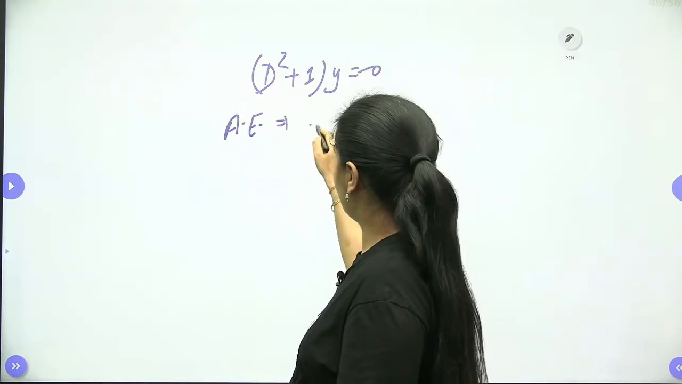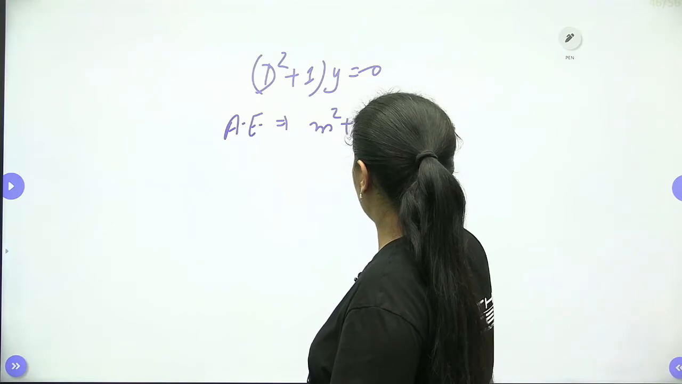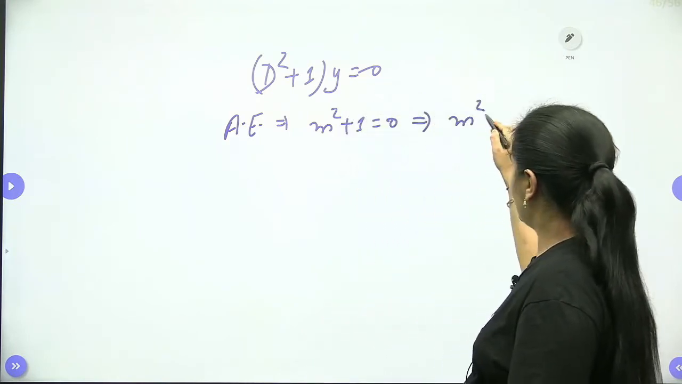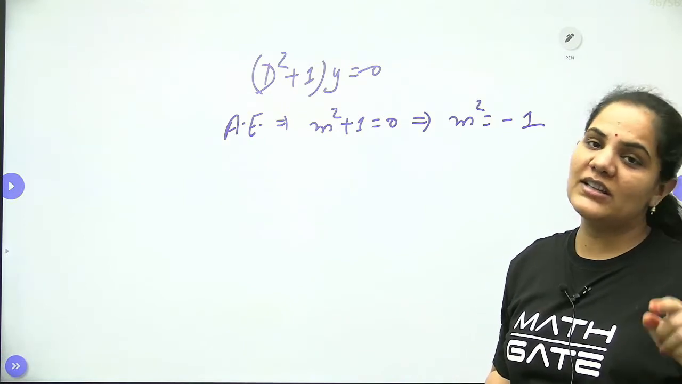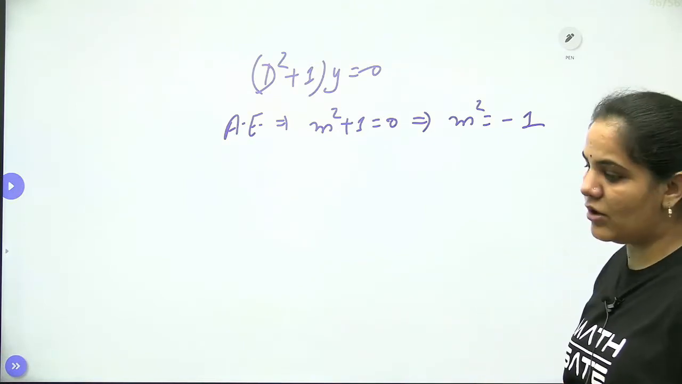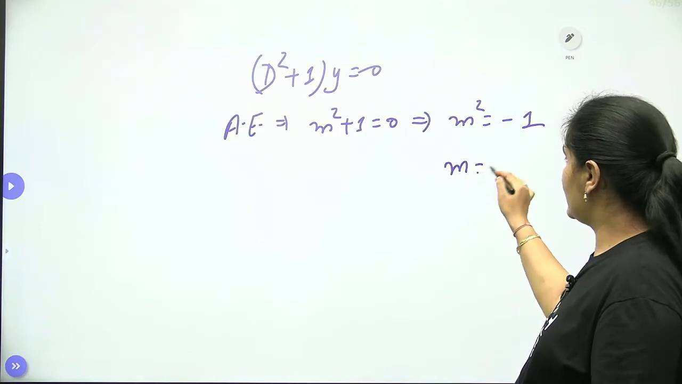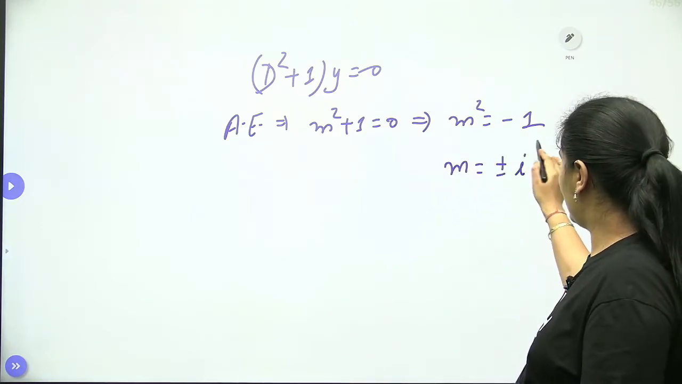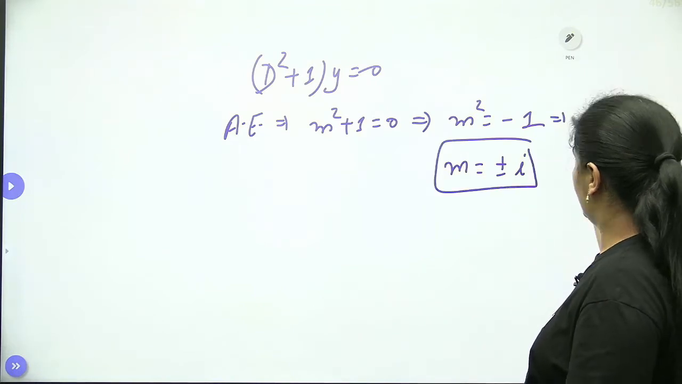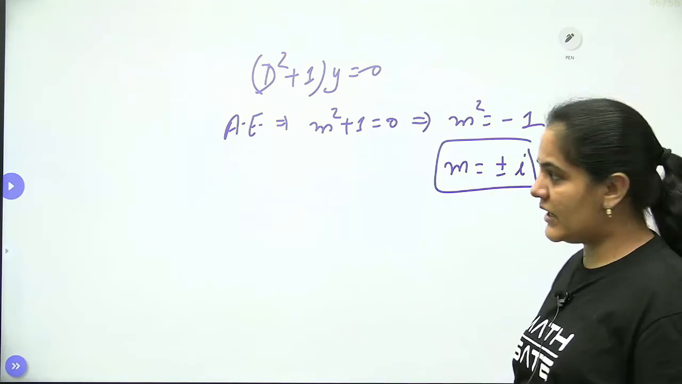So the auxiliary equation will be m square plus 1 is equal to 0. Exactly. m square is equal to minus 1. So what will be the value? The roots will definitely be imaginary or complex, because m square is equal to minus 1. It means m is equal to plus minus iota only.